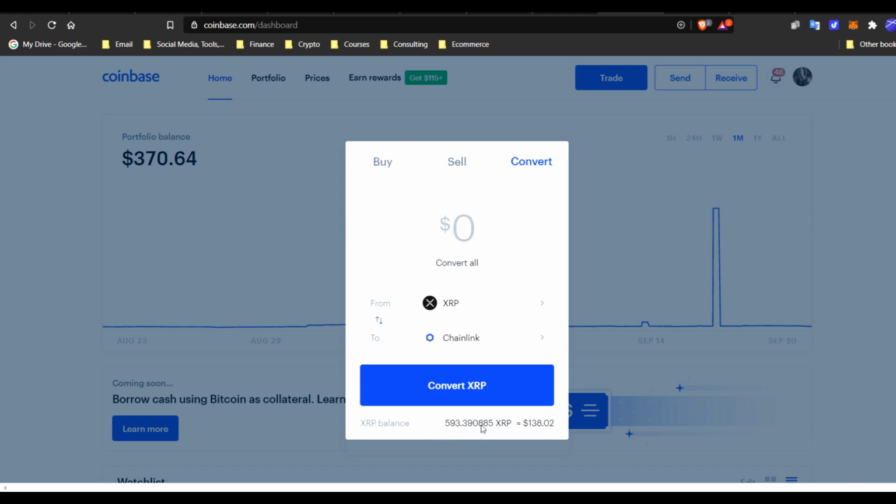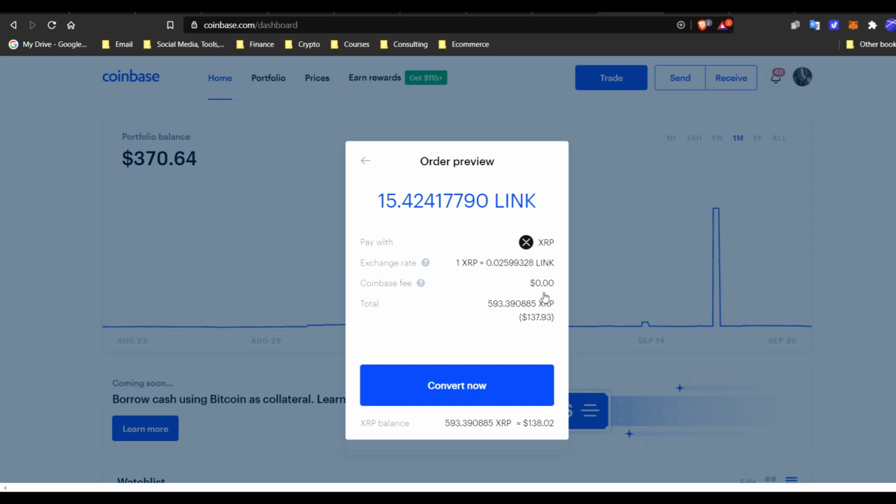So we see how much XRP we have, $138 worth. We could say, let's convert 100 US dollars worth of that into Chainlink and get me about 11 Chainlink. Or you can also just manually click all if you'd like. So completely up to you. So let's just click convert all. It's going to get me a new rate. So notice my $137 would get me about 15.4 Chainlink.